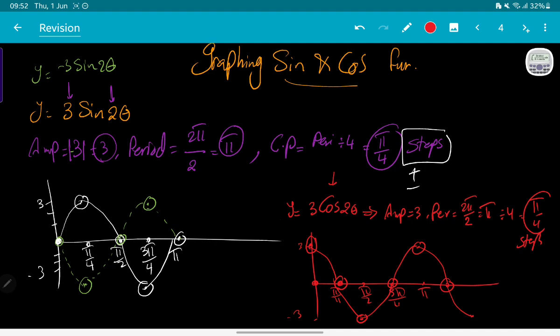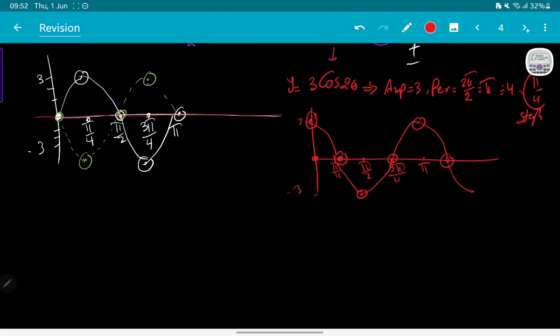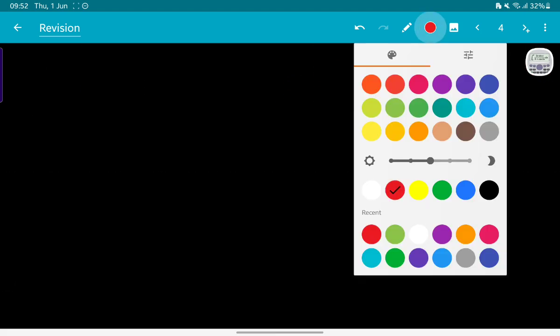So the difference between the sine and cosine: the sine we start from this and we go up if it's positive, and we go down if it's negative. The cosine we start from the maximum if it's positive and the minimum if it's negative. Then we go back again to the line. Now we will try to graph a different one with the phase shift.